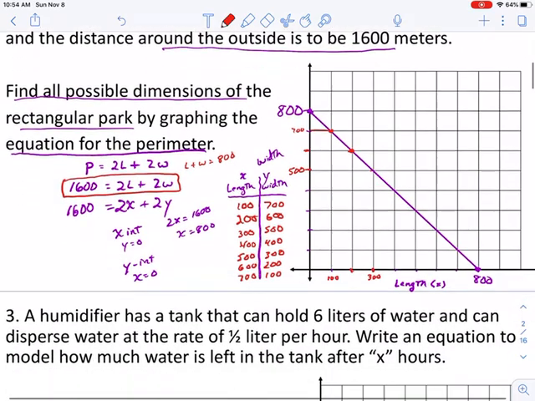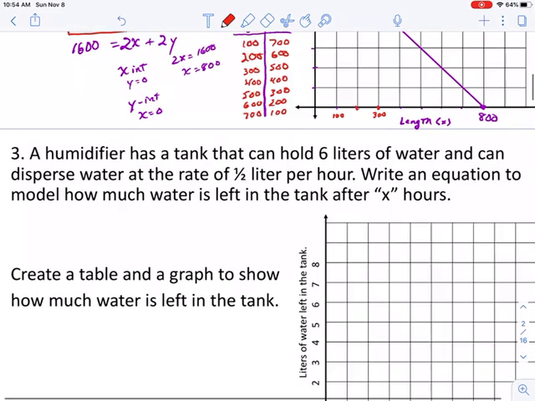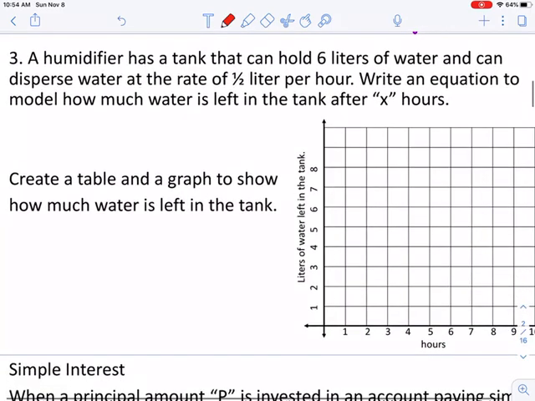Okay, very good. Let us continue. We don't have very many of these, so this should go pretty quick. A humidifier has a tank that can hold 6 liters of water and can disperse water at the rate of 1/2 liter per hour. Write an equation to model how much water is left in the tank after X hours. So in this case, we have another rate here, liters per hour. So that's our rate. And if the tank is full at the beginning and it can hold 6 liters of water, that would be the beginning amount of water in the tank. So write an equation to model how much water is left in the tank.